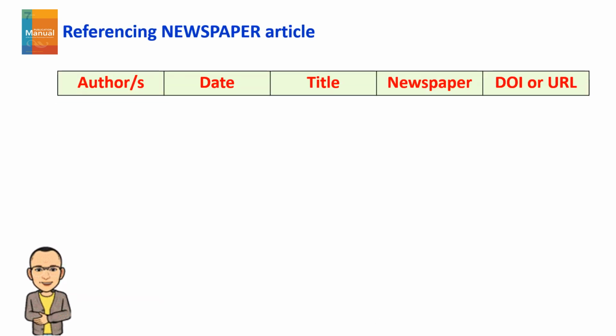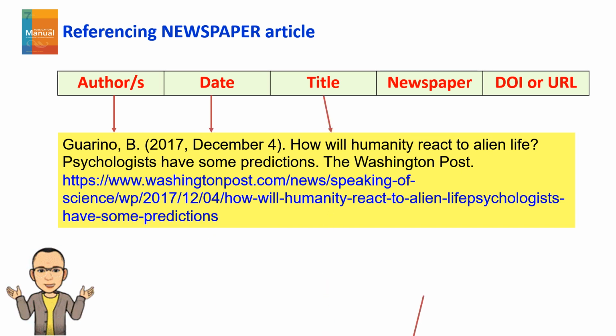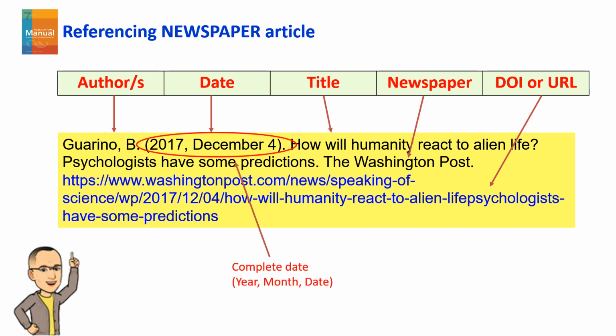Referencing a newspaper article. Referencing a newspaper follows the pattern: name of authors, date of publication, title of the article, the name of the newspaper, and the DOI or URL. In referencing a newspaper, the author's name is listed first, followed by the date of publication in parentheses. The title of the article is in sentence case, followed by the name of the newspaper, not in italics.